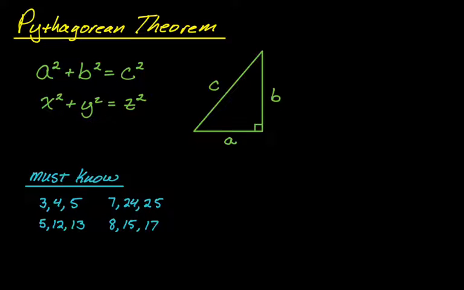Those are your Pythagorean triples. Make sure you know them. They will save you a ton of time. And also, when you're doing a problem in calculus and you see 5 and 13, you basically know that 12 is in the problem somewhere. You want to have that in mind as you're doing these things.